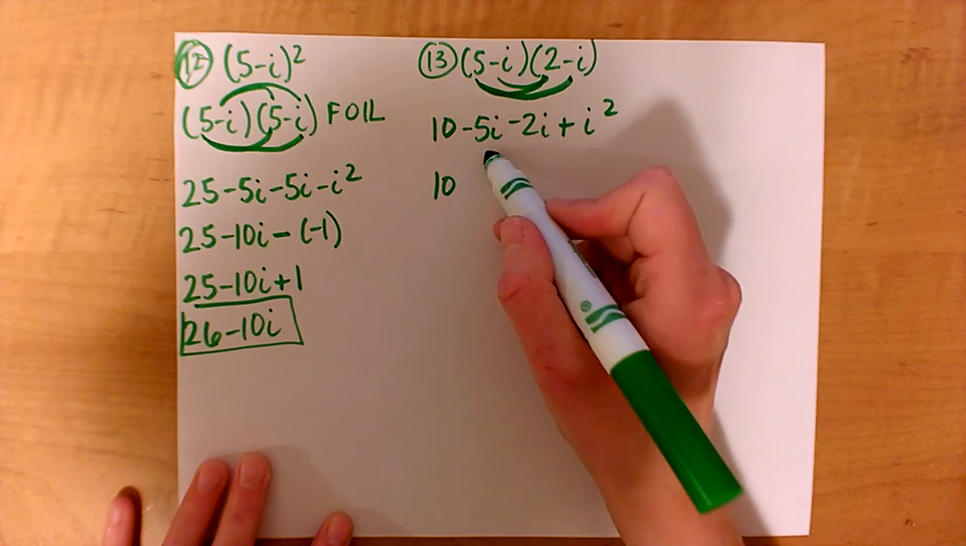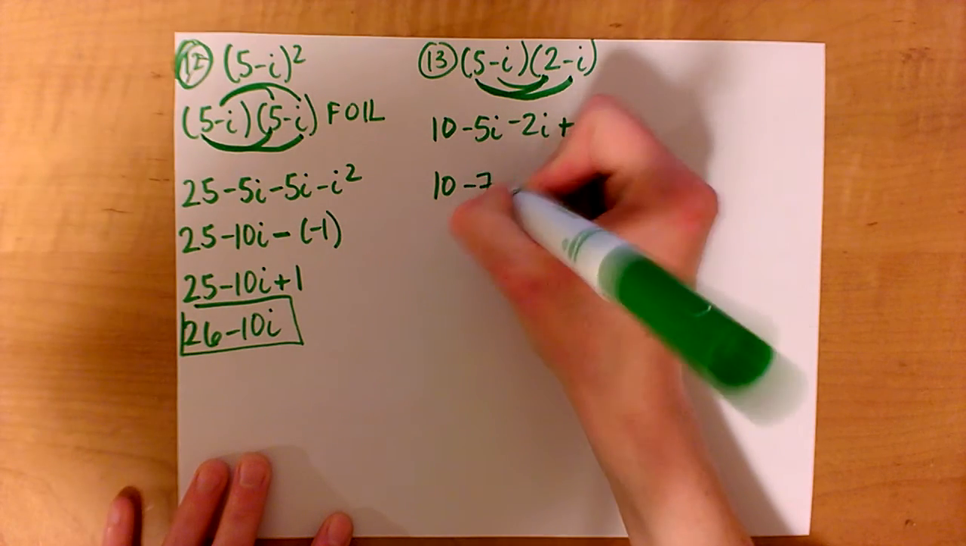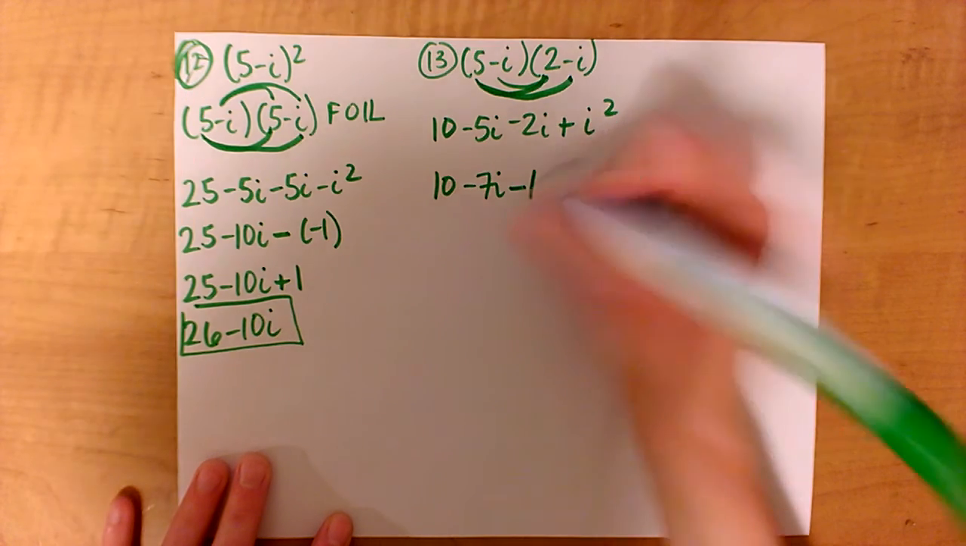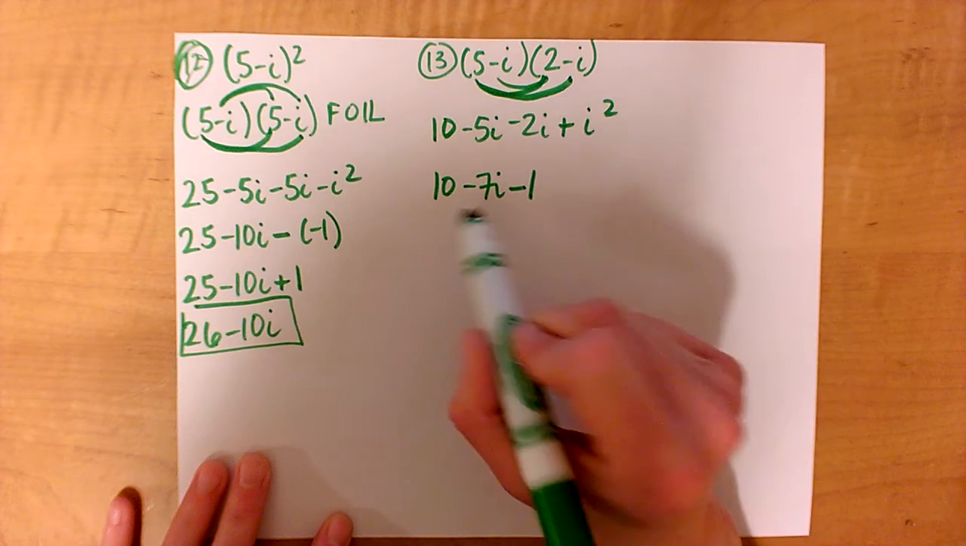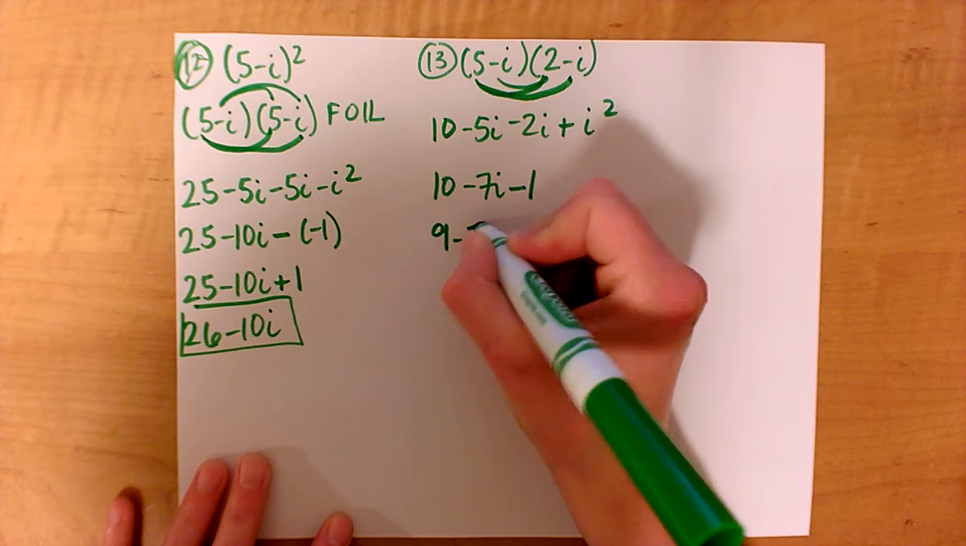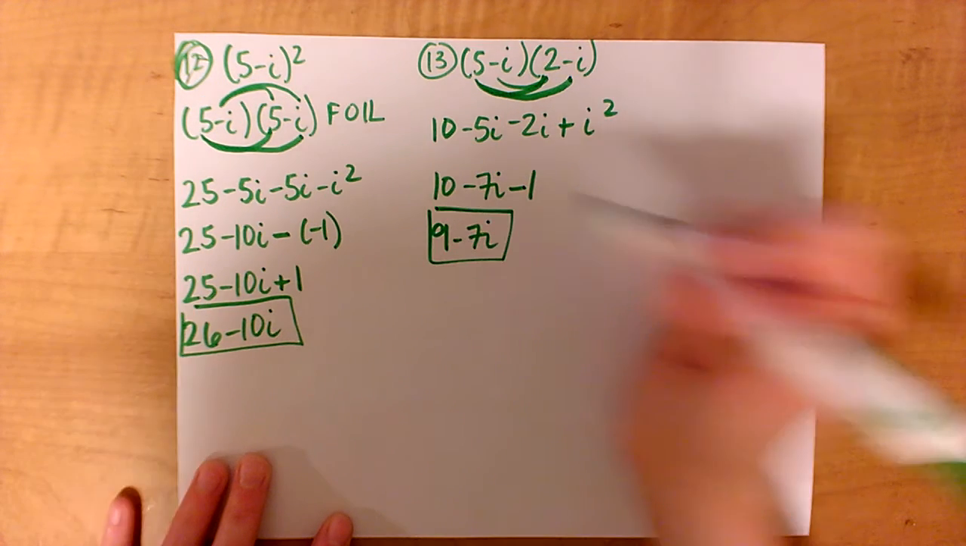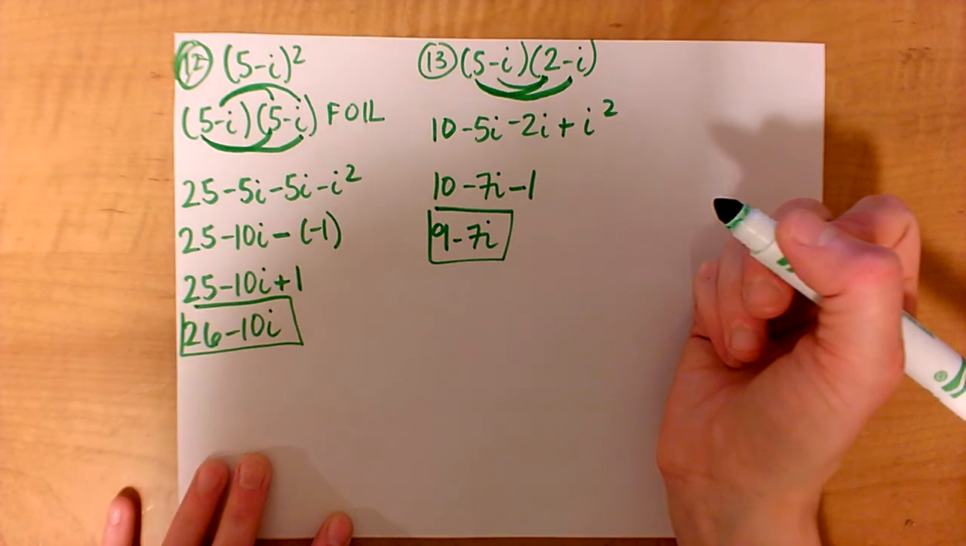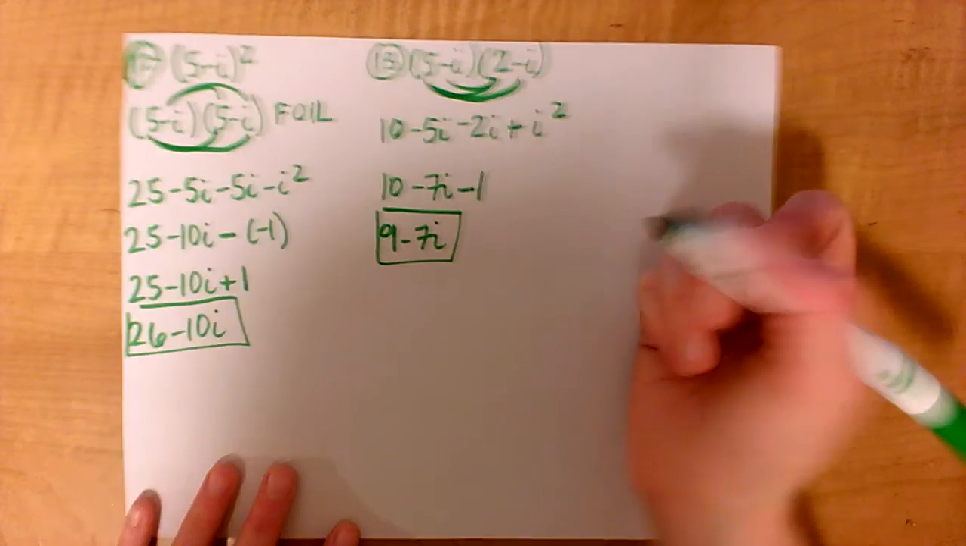So I'm going to have 10 minus 5I minus 2I is minus 7I plus I squared. Well, that'll turn into a minus 1. So 10 minus 1 is 9. So I'll have 9 minus 7I as my answer for 13.